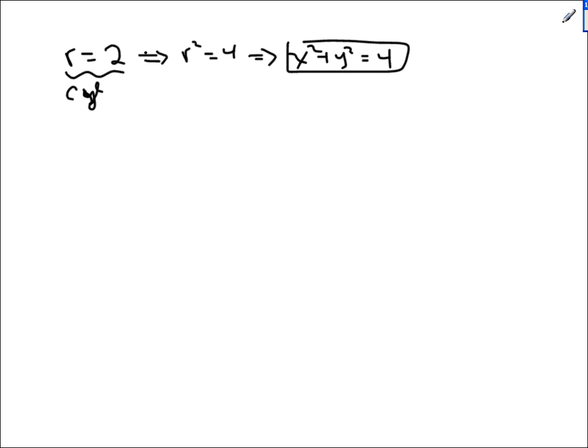Now, suppose you're told that theta is equal to pi over 6.